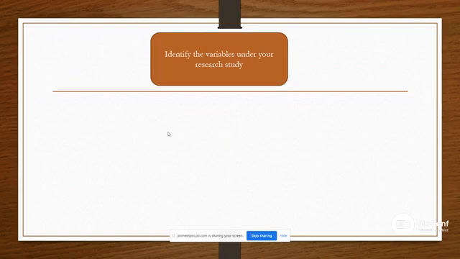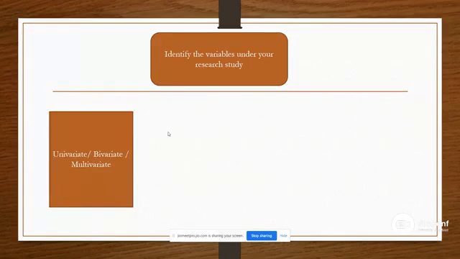Research is all about statistics, and statistics is all about variables. सारे वेरिएबल्स की कहानी है. If you decide upon what variables you want to study, one variable, two variables, three variables, how many variables you want to study, और उन variables को कैसे study करना है, that is also important.